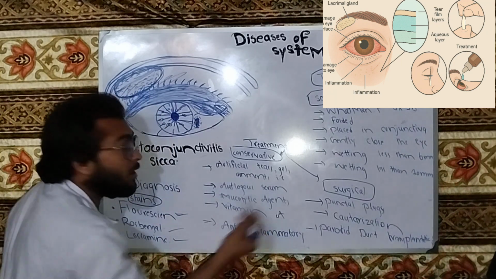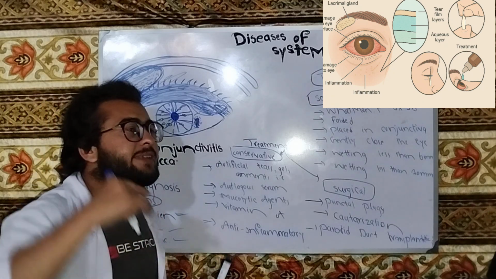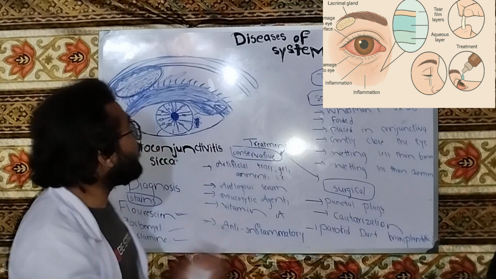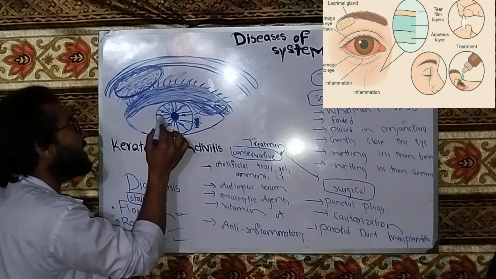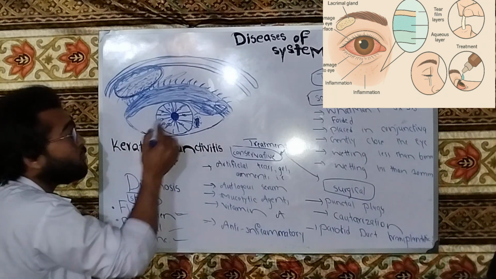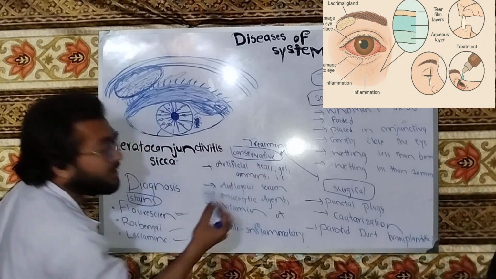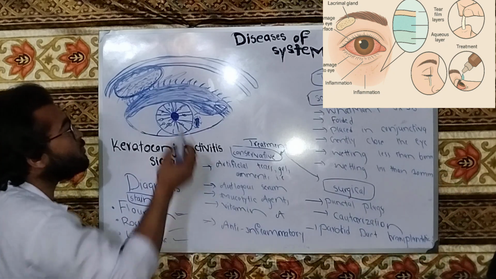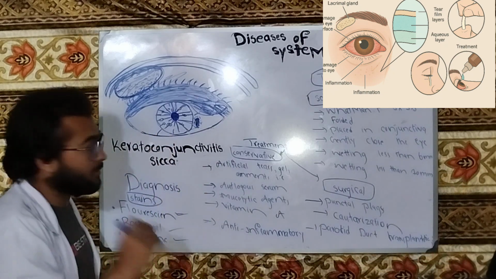We can use the autologous serum. Autologous serum contains growth factors and vitamin A. So these dead epithelial cells are about to die, and this autologous serum contains growth factors and vitamin A, which will protect these cells.